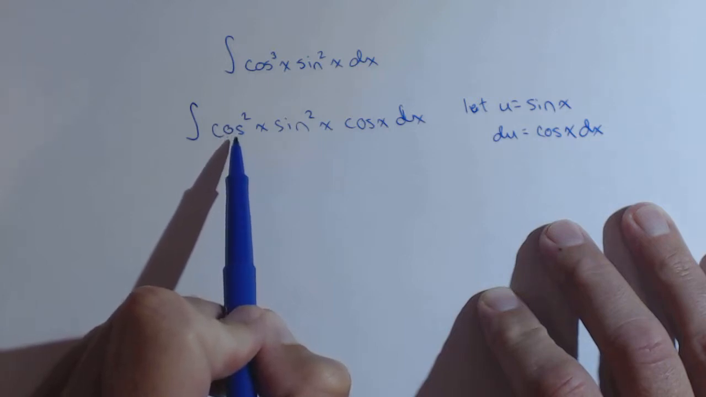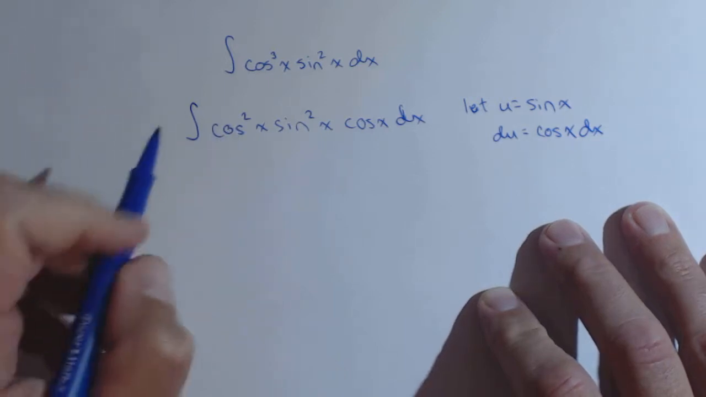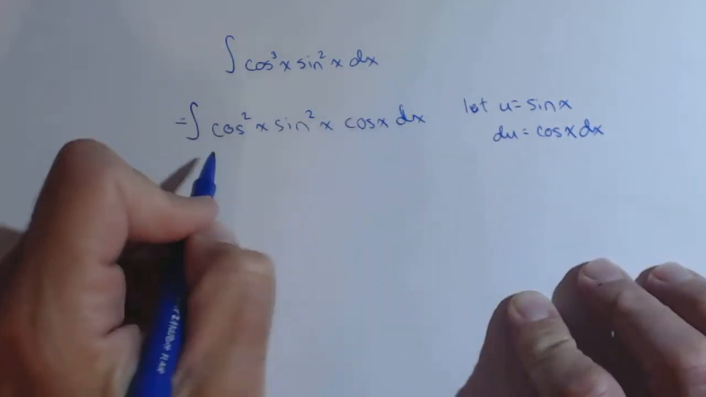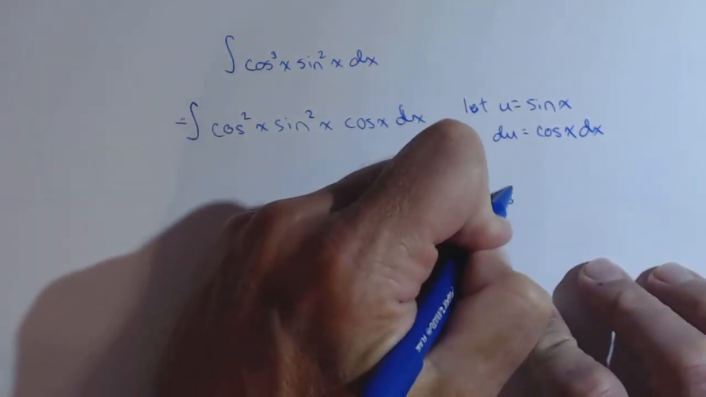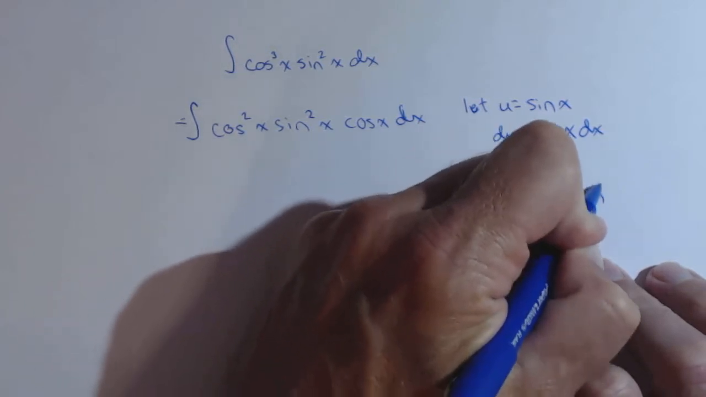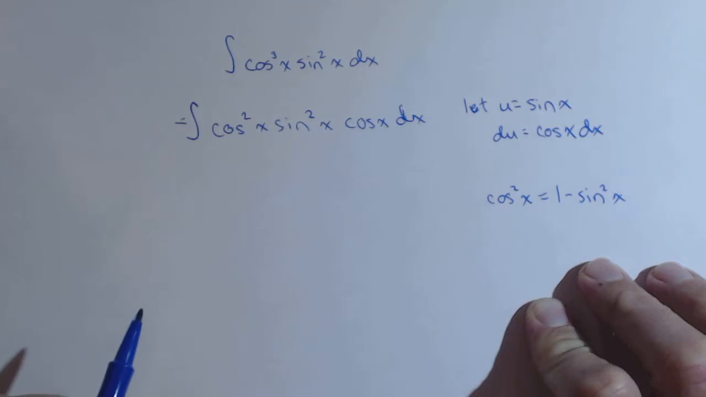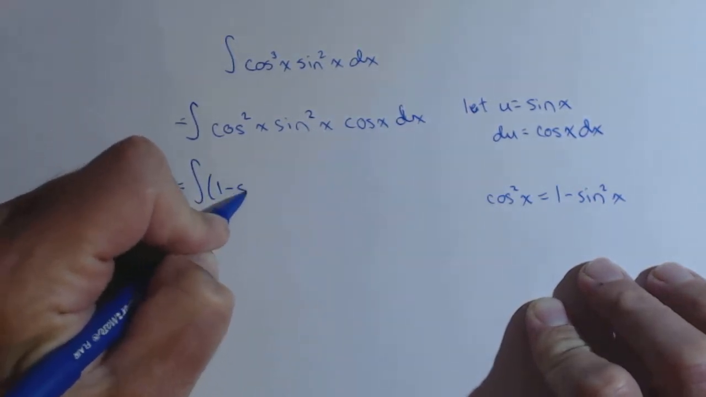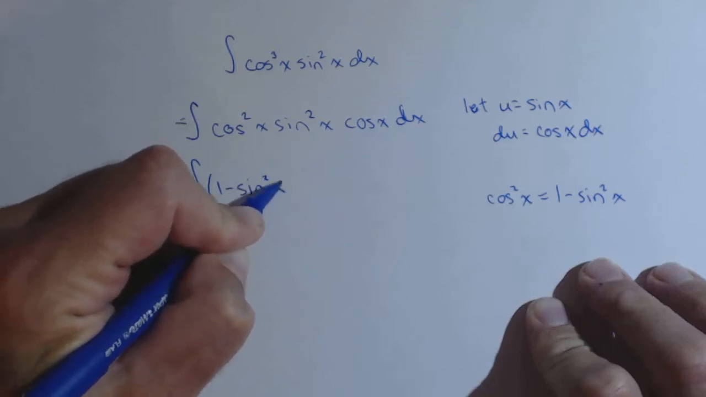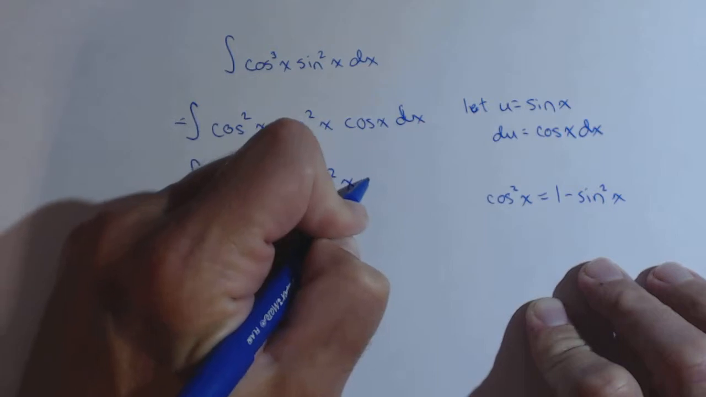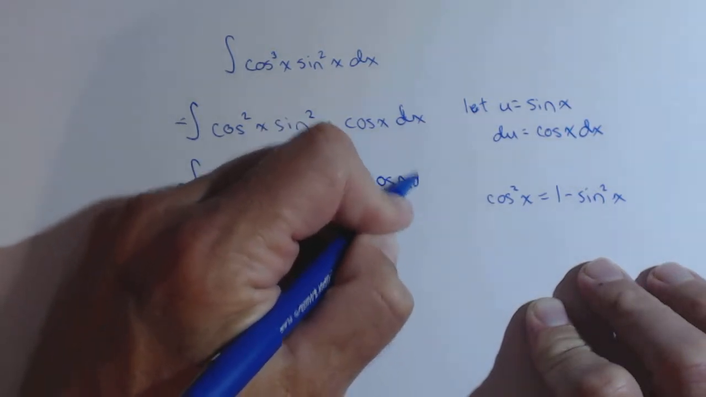This we don't have quite a substitution for yet, but what we're going to do is apply our Pythagorean identity that says cosine squared x is equal to 1 minus sine squared x, and put that in there. So we have 1 minus sine squared x times sine squared x cosine x dx.